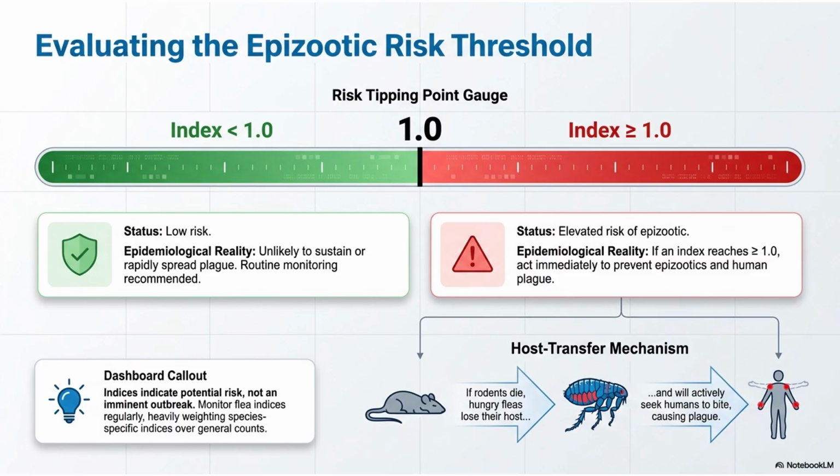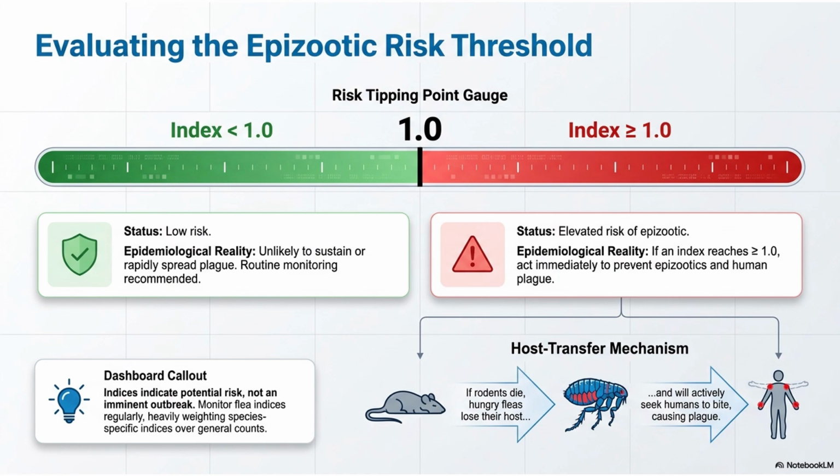If the specific flea index of Xenopsylla cheopis is less than 1, it tells that the risk of epizoonotic diseases in the rats is low. Do you know what epizoonotic diseases are? Epizoonosis means epidemic in animals. Epidemic means outbreak, so a sudden increase in cases, and zoonosis means diseases in animals.